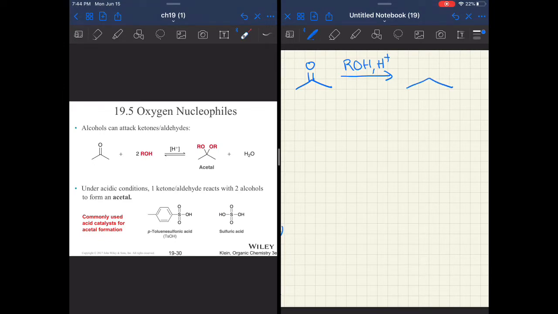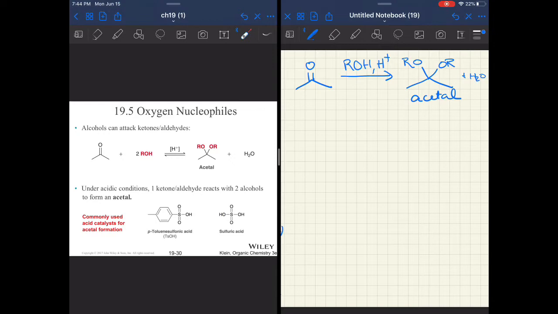The product is going to be this double ether, these 2 alkoxy groups on the same carbon, and that is known as an acetal. All right, so 2 ethers on the same carbon is your acetal. You also wind up making some water here. It's a small byproduct. You don't have to show that for me.